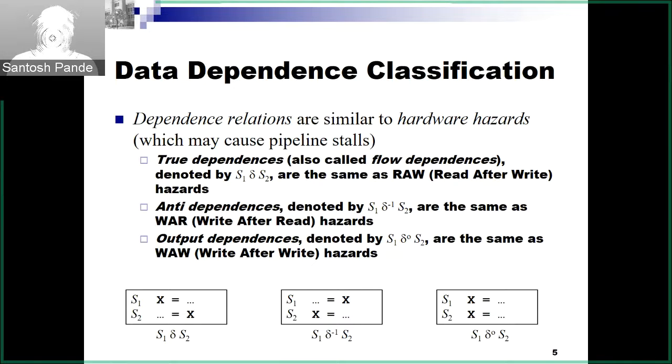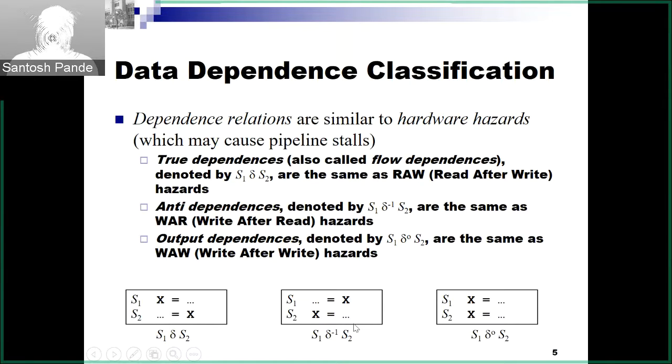Now go to the middle box here, and you can see that there's a totally different thing going on. What is going on is S1 is reading an old value of X, and S2 is writing into that X over there.